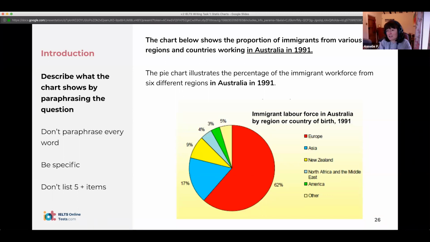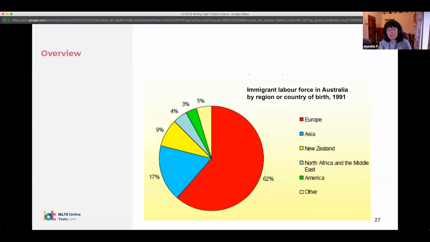And that's it, that's your introduction, 1 sentence, perfectly fine. You don't really want to be wasting time on that. You just want to get that information down very clearly, but without using the words that are in the task question. Okay, then we come to the overview.